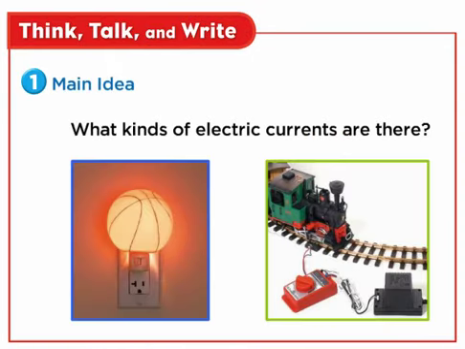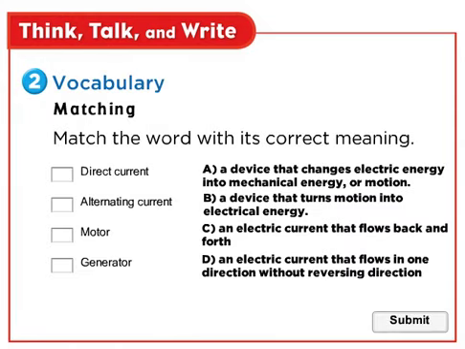What kinds of electric currents are there? There are two kinds, alternating and direct current. Alternating current continuously switches direction. Direct current always flows in one direction. Match the word with its correct meaning.